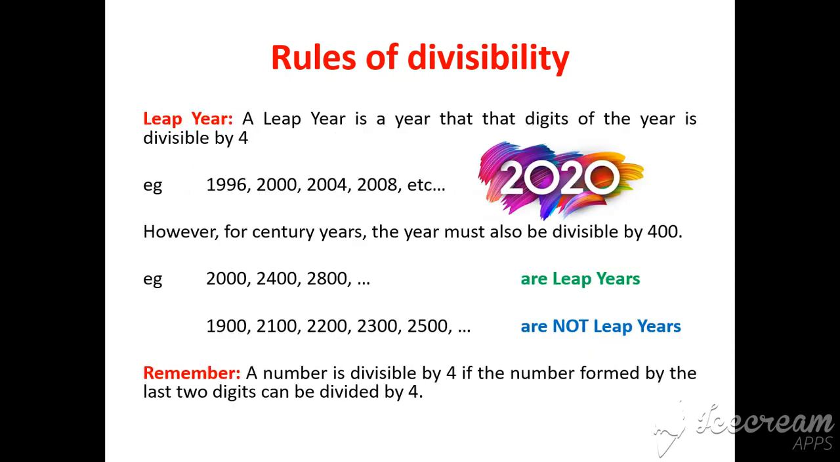Right, our last chat is about leap years. And leap years, you just need to remember 2 things. The first thing, if it's divisible by 4, it's a leap year, except for some century years like 1900, 2100, 2200, which are not divisible by 400. They are not leap years.